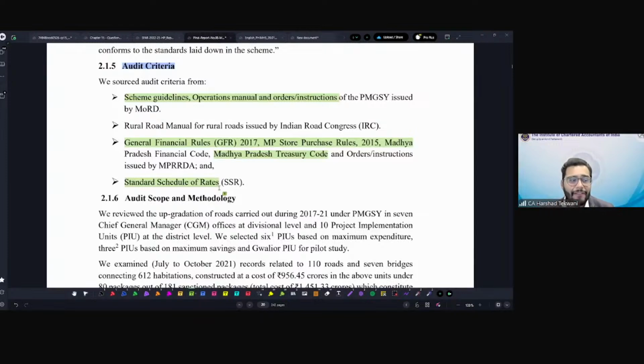Here I will check whether this was followed or not in compliance audit. The schemes guideline, operation manuals, rural road manuals, okay, then general financial rules, Madhya Pradesh Treasury Code, or whatever the case will be. For example, standard schedule of rates, SSR, whatever it will be that is applicable. I will first identify what is applicable as an audit criteria, and then only I can evaluate in the compliance audit. Yes or no?